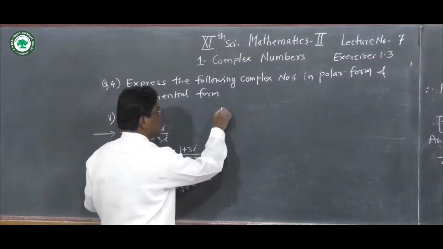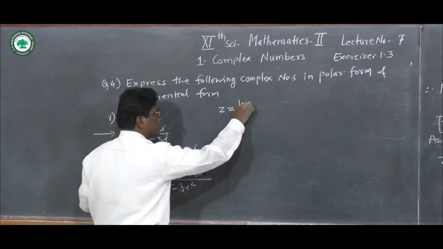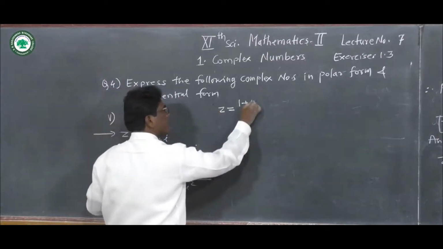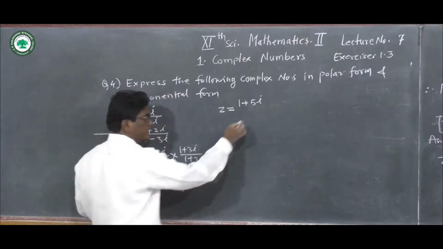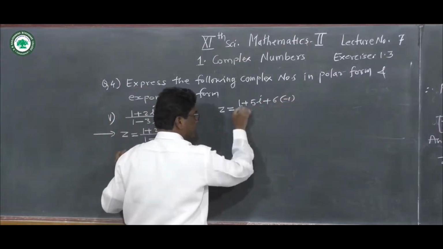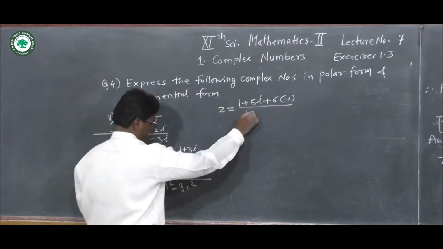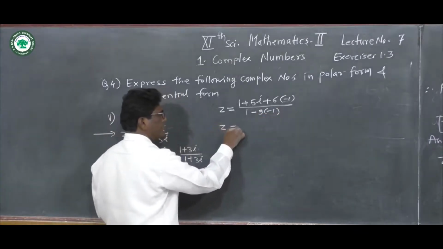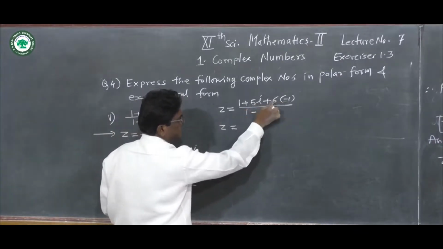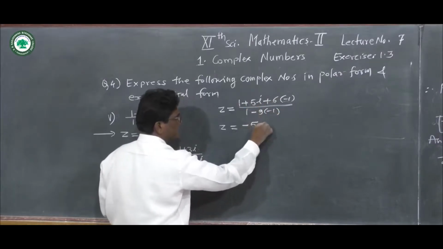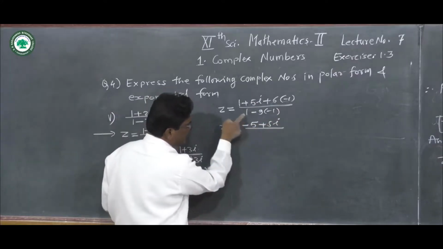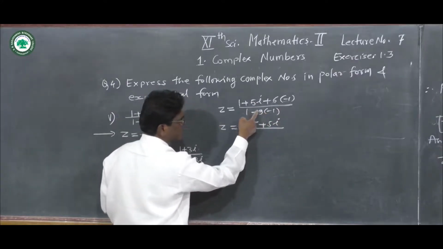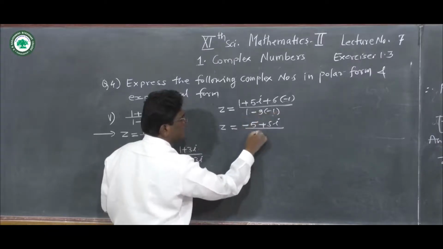So a here is 1, so 1 square minus b square, b is here 3i, its square, 3 square is 9, i square. So Z is equal to 1 plus 3i plus 2i, that is 5i, and plus 6 into i square is minus 1, divided by here 1 square is 1 minus 9 and i square is minus 1. So we get here Z is equal to 1 plus minus 6, 1 minus 6, that is minus 5, plus this 5i. And divided by here 1 minus minus, plus, minus minus plus 9 into 1, 9. 1 plus 9, that is 10.